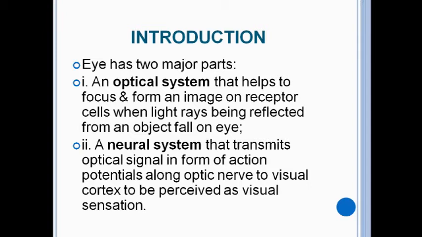The optical system consists of all those parts which help in receiving light, mainly your receptor cells, which transmit the signals that are collected from the optical system. These signals are always in the form of action potentials, and through a nerve, that is your optic nerve, that emerges from your eye, they are transmitted to the visual cortex to perceive sensation.